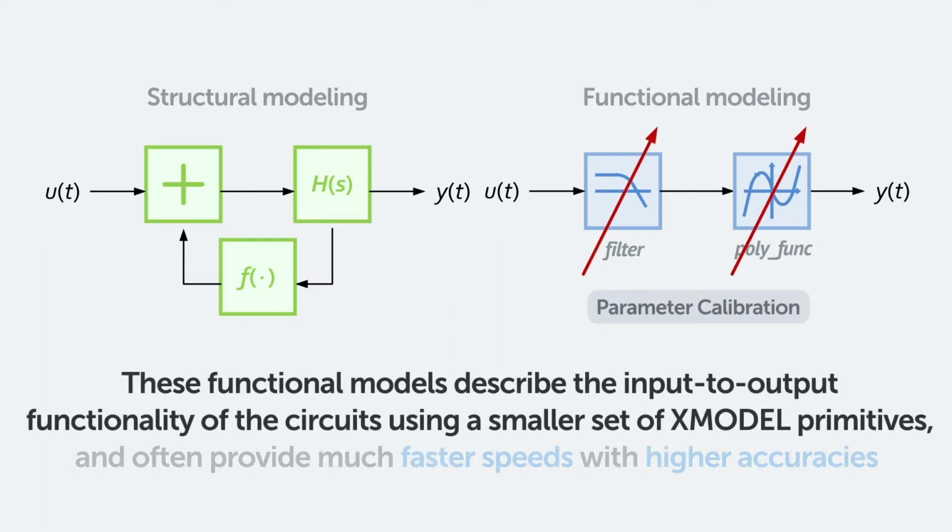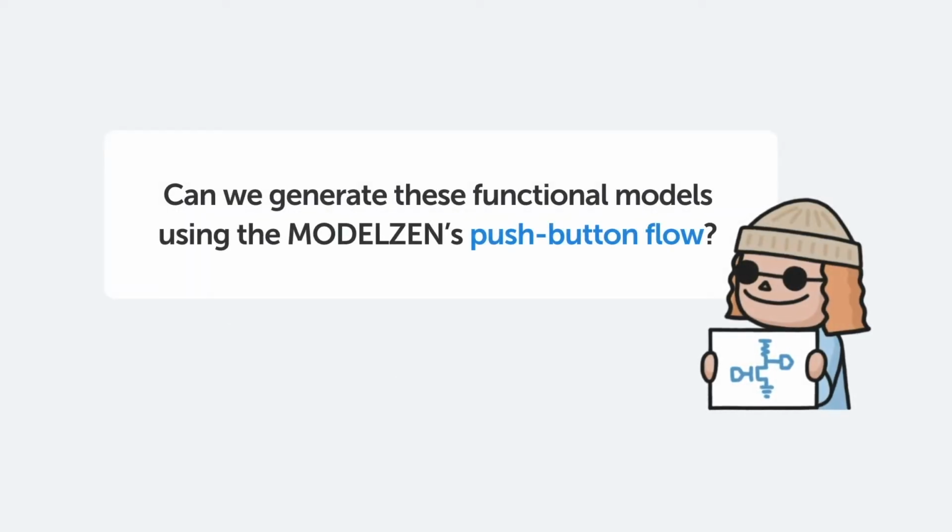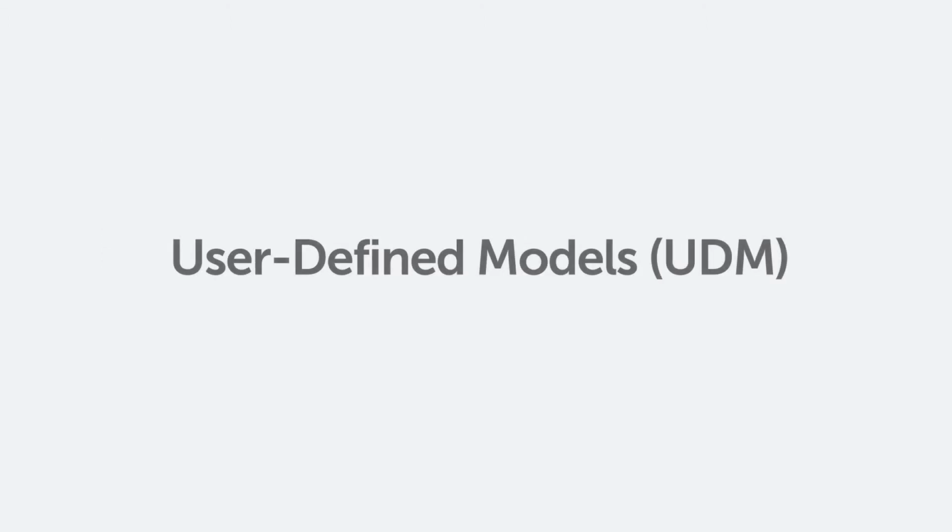These functional models describe the input-to-output functionality of the circuits using a smaller set of XModel primitives, and often provide much faster speed with higher accuracies. So the question is, can we generate these functional models using MODELZEN's push-button flow? The answer is yes, with the new user-defined model interface of MODELZEN.